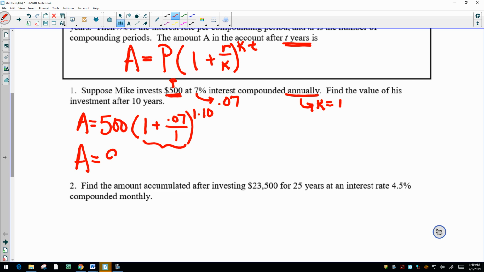Once you've entered this, keep in mind this is money, so when you're rounding, this is a 2 decimal place rounder. So we get $983.58. So that's pretty good.